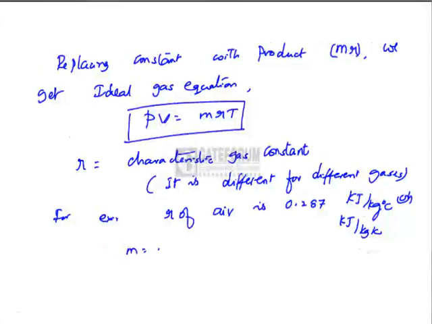M is mass of gas in kg. While using this equation, it is always better to maintain the pressure units in kilopascal. Then R will be substituted in kilojoules per kg degree centigrade. Volume in meter cube.